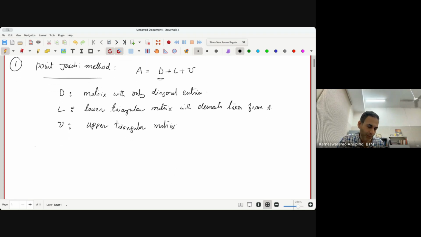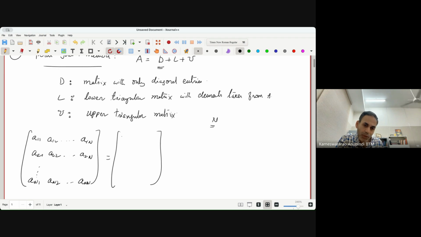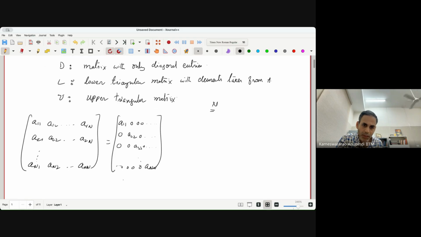So if I were to write my A matrix, A11, A12, all the way to A1n, A21, A22, all the way to A2n, and AN1, AN2, all the way to ANN, where I imagine that my number of degrees of freedom is n, then we're going to split this into three matrices. The first one is going to be A11, 0, 0, 0, then 0, A22, 0, then 0, 0, A33, and so on till ANN. Everything else is zero. This is your D matrix.